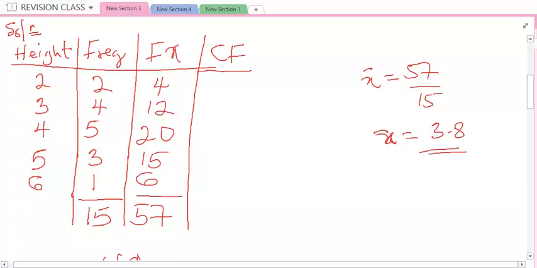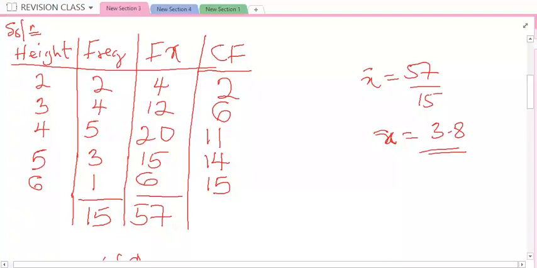So you have 2. Now, for the second one, 2 plus 4, that's the cumulation of the frequency. So 2 plus 4 will give me 6. 6 plus 5, that's another one, that will give me 11. 11 plus 3 will give me 14. 14 plus 1 will give me 15. So when you look at the column for the cumulative frequency, the last number you add there is 15.